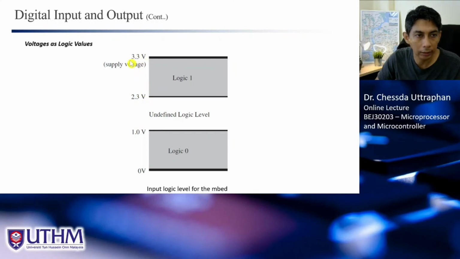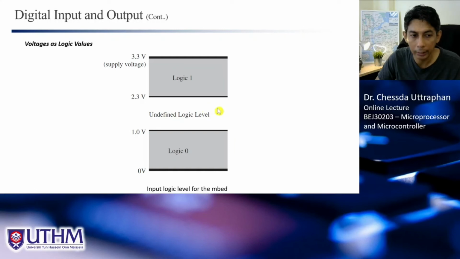1 is equivalent to 3.3 volt. So anything between 2.3 volt to 3.3 volt is considered logic 1. Means that if you supply logic or voltage to the microcontroller pin, anything between this value is considered logic 1, or the microcontroller identifies that voltage as logic 1. Anything between 0 and 1 is considered logic 0, but anything in between 1.0 to 2.3 is undefined logic level.